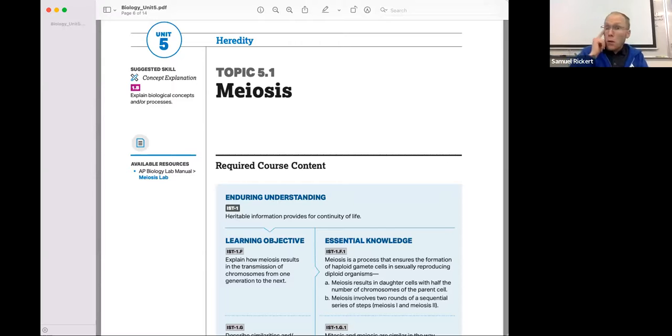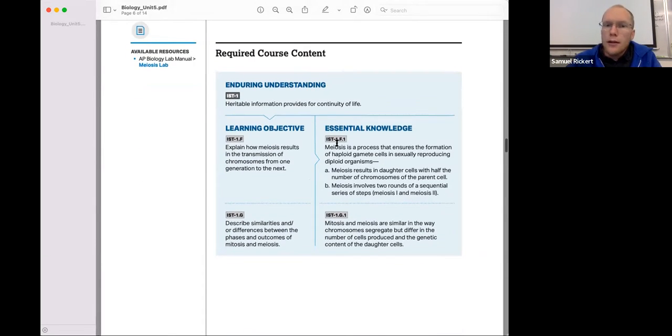So first, what is provided by AP for the most essential knowledge, the things that you definitely need to really fully understand? Well, first, you need to understand that meiosis is a process with a variety of steps. And so the way they say it is there's 2 rounds of sequential series of steps. Meiosis 1 and meiosis 2. You are also supposed to remember that this is similar to mitosis.